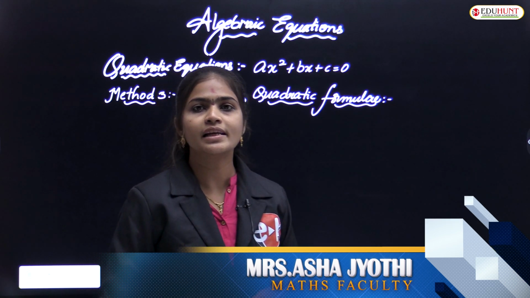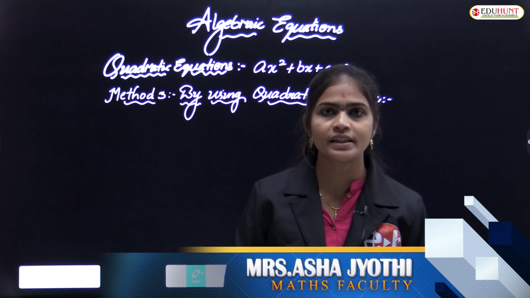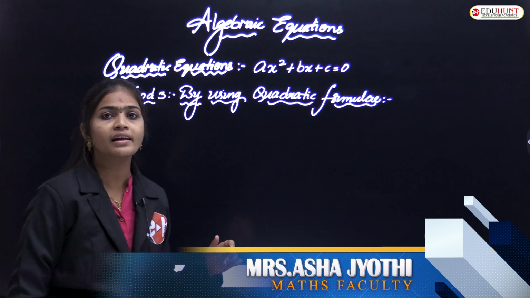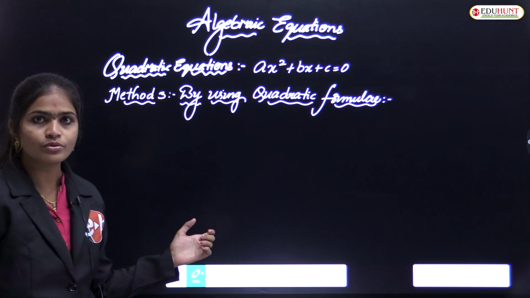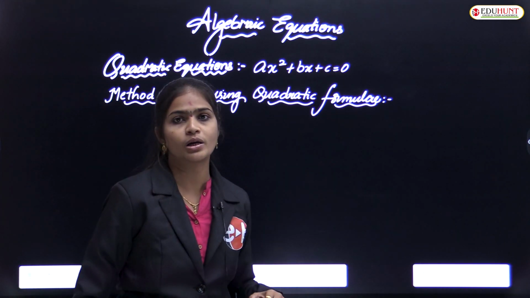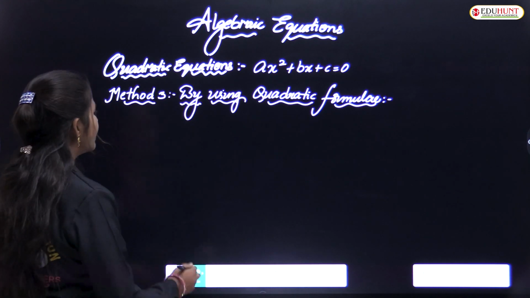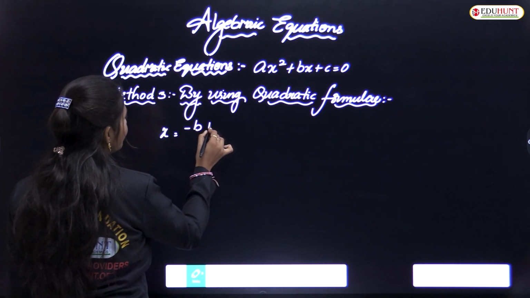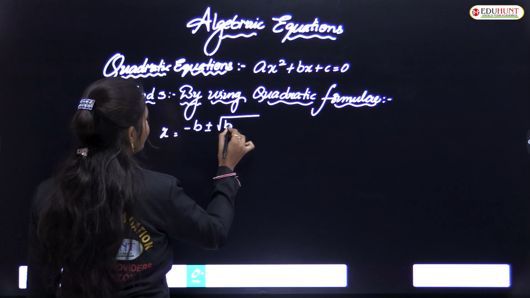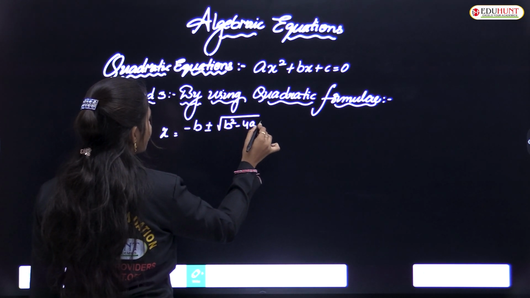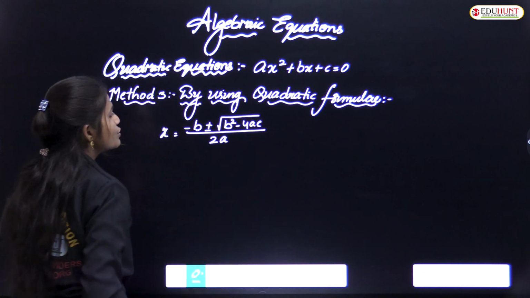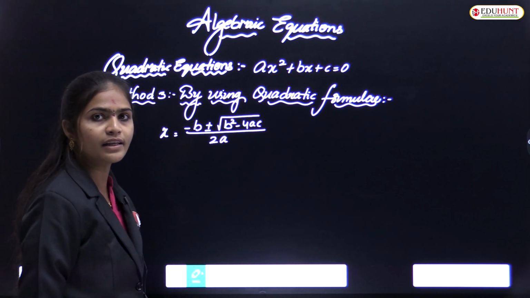So hi children, in the previous video we discussed up to two methods. Now in this video we are going to discuss the next method, that is finding roots by using the quadratic formula. So what is that quadratic formula? x is equal to minus b plus or minus square root of b square minus 4ac, by 2a. This is the quadratic formula. So by using this formula, how do we find the roots?